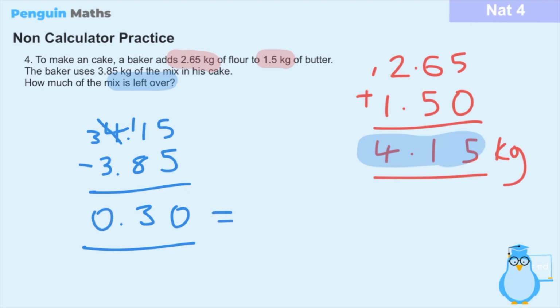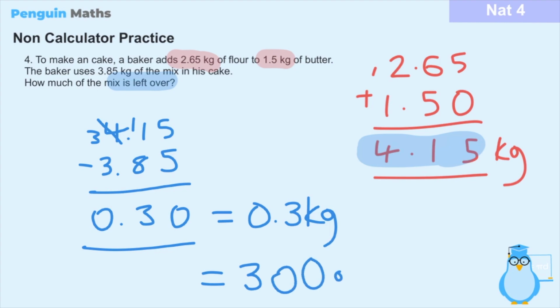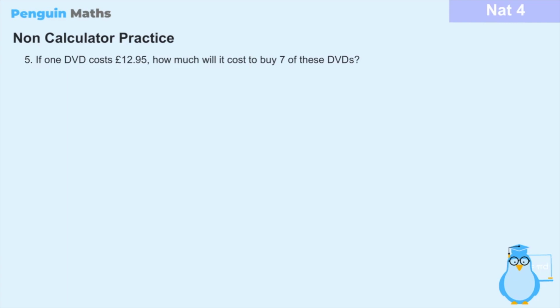So that means our answer, what is left over, is equal to 0.3 kilograms, or if we wanted to put it in grams, we know that there's 1000 grams in a kilogram, so this could also just be rewritten as 300 grams. Both are the exact same, but we'll say that our answer in this case is equal to 0.3 kilograms. So now let's move on to our fifth and final question of this lesson.